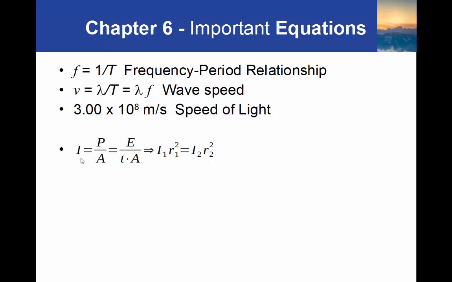This is the equation which tells us what intensity is. It's power per unit area, which is energy or work per unit time per unit area, and the consequence of that is that intensity times distance from source squared should be constant so long as the energy is being conserved as it propagates outward from a source. Okay, so let's look at a few of these examples.